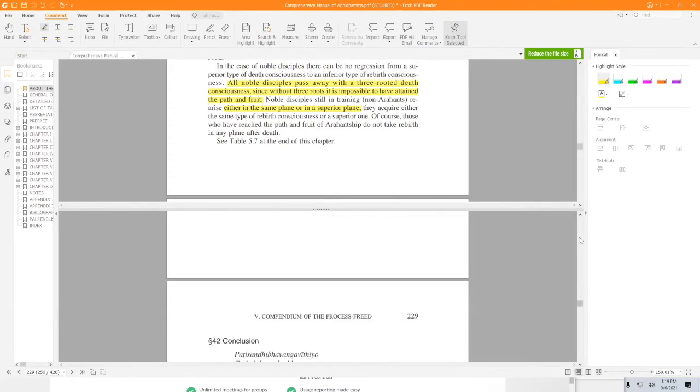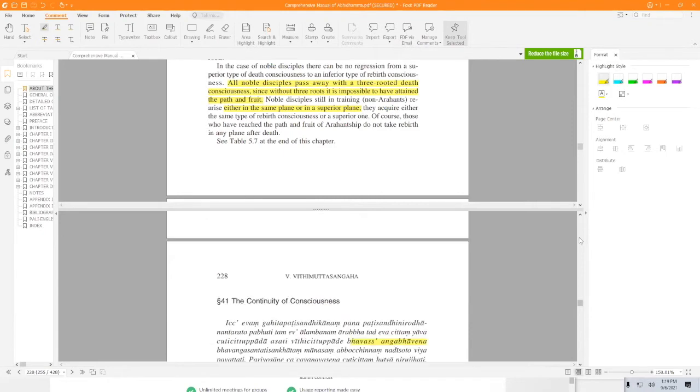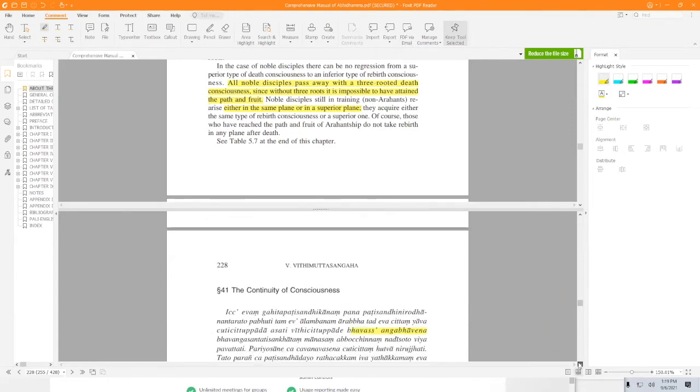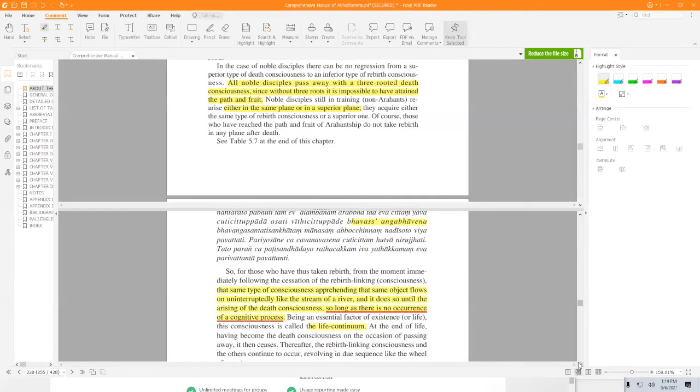And then I think we have the concluding section on the continuity of consciousness. Okay, so this is the primary text. It says, for those who have taken rebirth, from the moment immediately following the cessation of the rebirth linking consciousness, that same type of consciousness, that same type of citta, will continue on in the mode of the bhavanga.